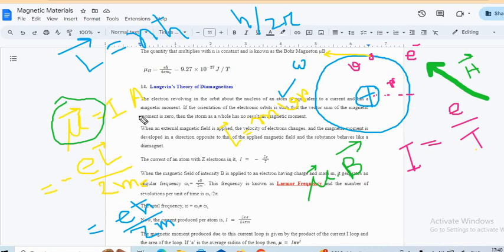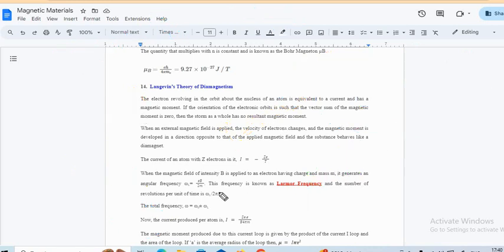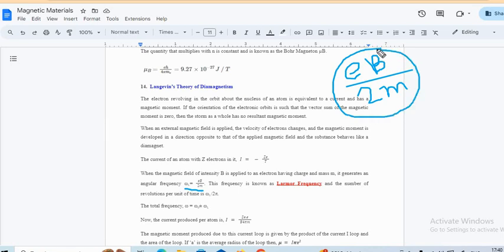So this plays a very important role. If you are applying some field, there will be some modification. This is given by a factor known as omega L, the Larmor frequency. Omega L is given by eB divided by 2m, where B is the induced magnetic field. Now what is this factor? This is the additional angular momentum in the intrinsic relation. So omega can be considered as omega 0 plus or minus omega L. Dividing by 2 pi, you will get the Larmor frequency.